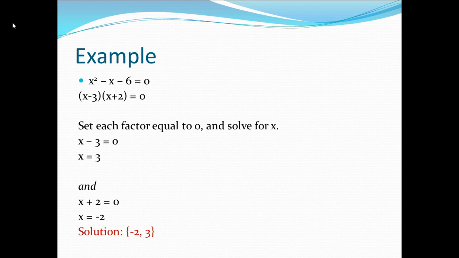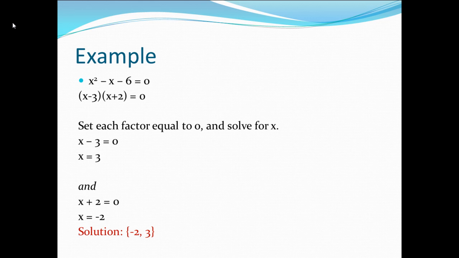So we would want to use the factors 3 and 2. That will give us factors of x minus 3 times x plus 2 equal to 0. Be sure to always go back and multiply the factors to make sure that you get your original quadratic. Then we set each factor equal to 0.